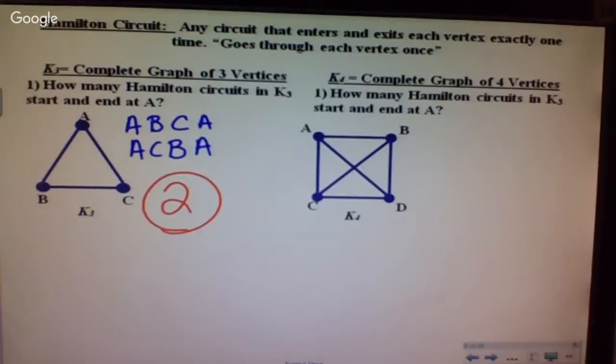What can we find in the next one? Start and end at A. Give me one. A, B, C, D, back to A. Again, I can do the reverse. So A, D, C, B, and back to A.